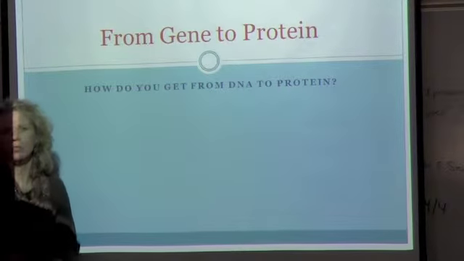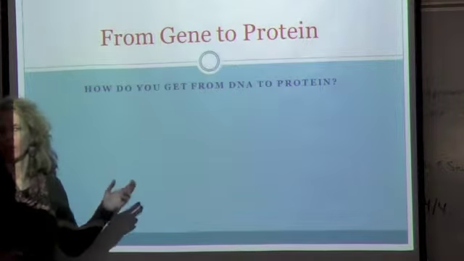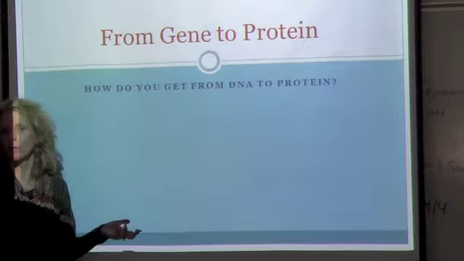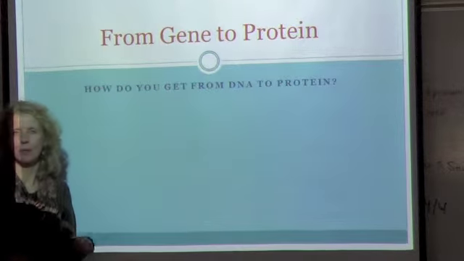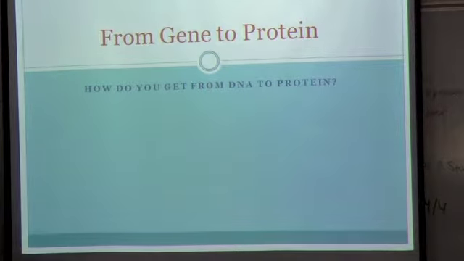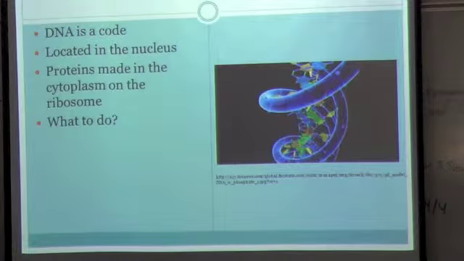Okay, so today we have to talk about how do you get from genes made of DNA to protein made of amino acids. So I'm just going to step out of the way so you can have the full screen. And let's remember what DNA is. DNA is a code. It consists of those, remember those bases A, C, T, and G, but it's located in the nucleus of the cell. And if you remember, proteins are made on the ribosome, which happens to be in the cytoplasm.